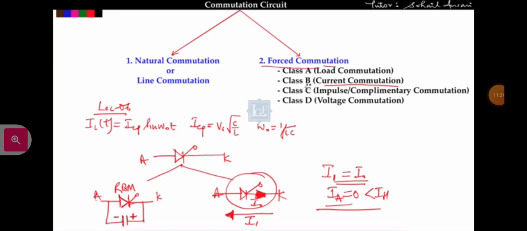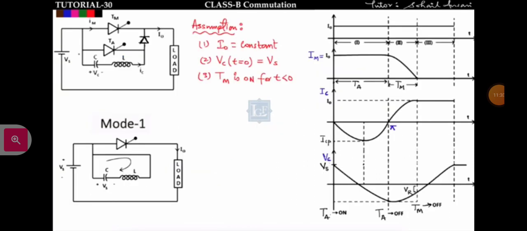Now let us start class B commutation, that is current commutation. Let us move to the first slide. This is the circuit diagram of current commutation. Here Tm is the main thyristor and Ta is the auxiliary thyristor which helps in commutation. So let us understand one by one.